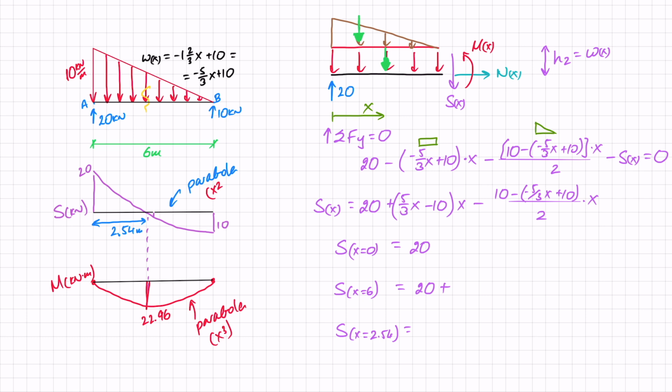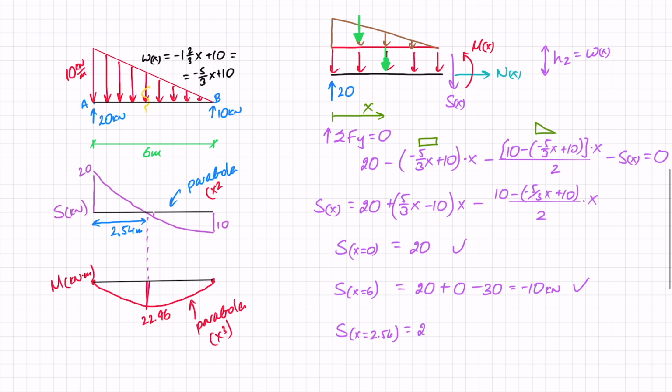When I have 6, I've got 20 plus, that works as 10 minus 10 times 6, that gives me 0. And then I've got this thing here. Third bracket works out as minus 30, and that gives me minus 10 kilonewtons. So this worked out, this worked out. Let's do this last check.